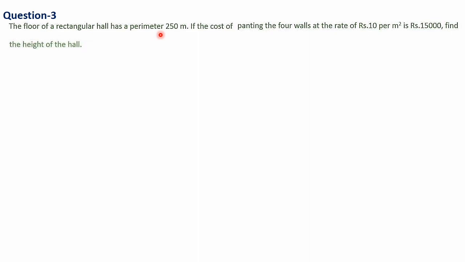The perimeter of the rectangle is given to you as 250 meters. The cost of painting the 4 walls at the rate of rupees 10 per meter square is rupees 15,000. So cost at the rate means per meter square, 1 meter square is rupees 10. Then the total money we spend for painting is 15,000. Find the height of the hall, that is what you have to calculate.